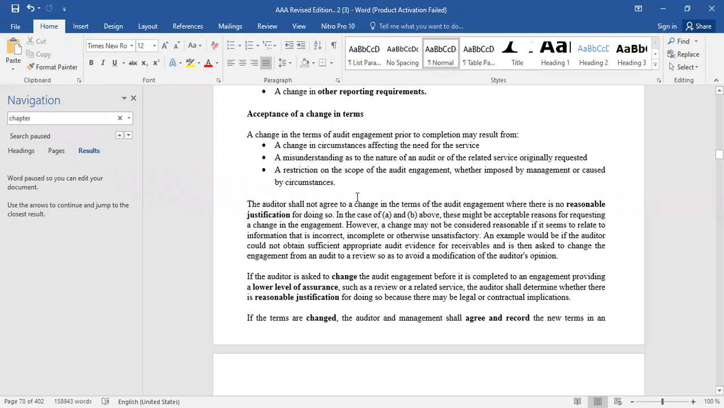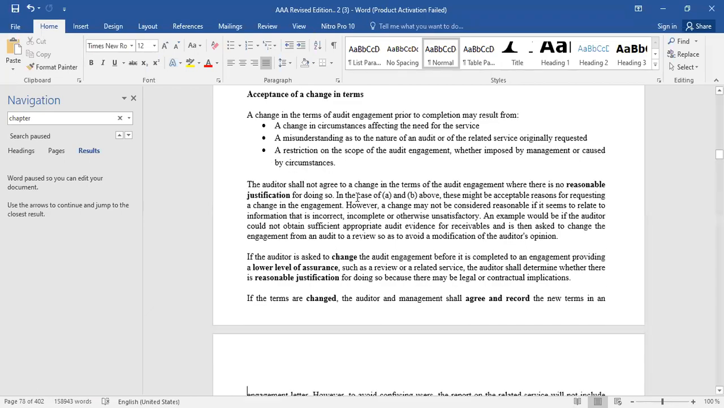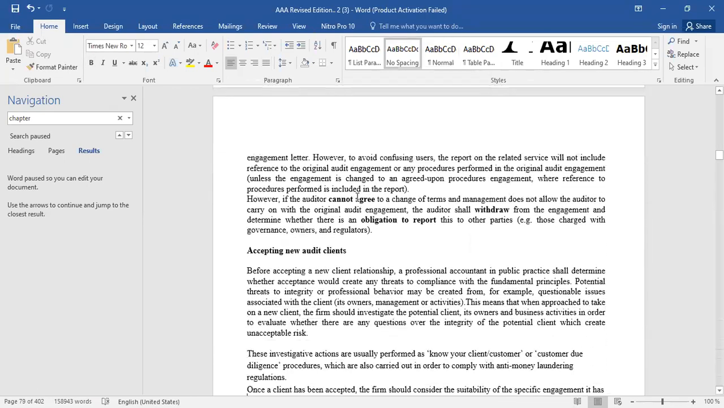Now, in exam, if they ask you what are the conditions that can make you review or change the terms and conditions of audit before completing the audit, at least now, tuko pamoja. I will share with you these notes.